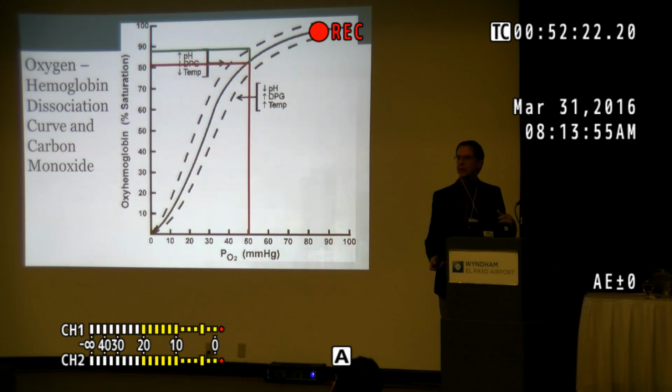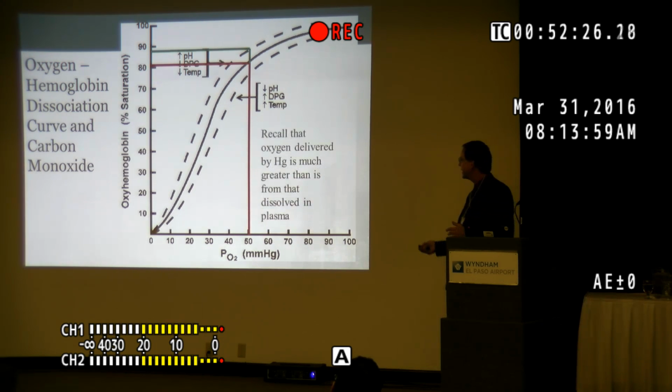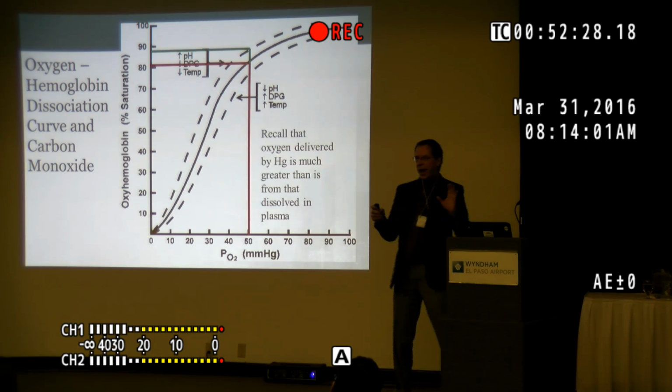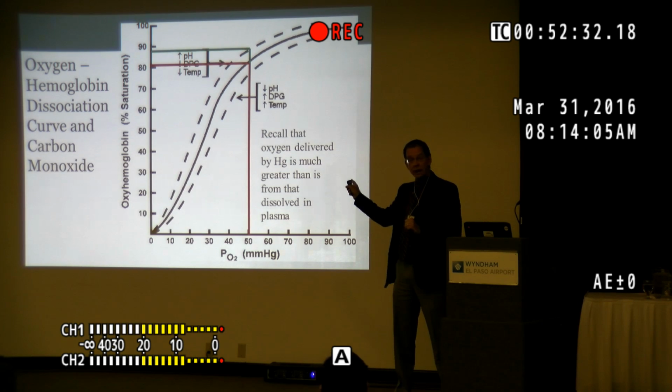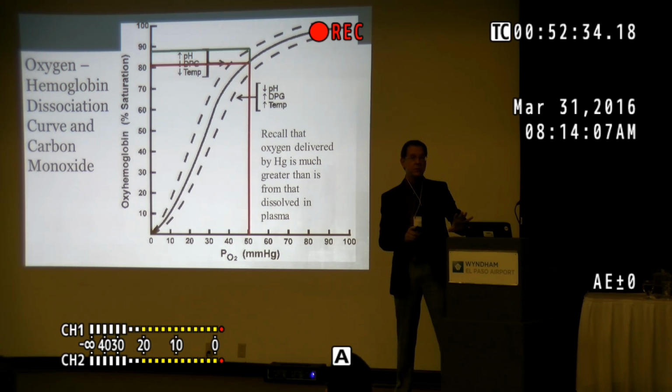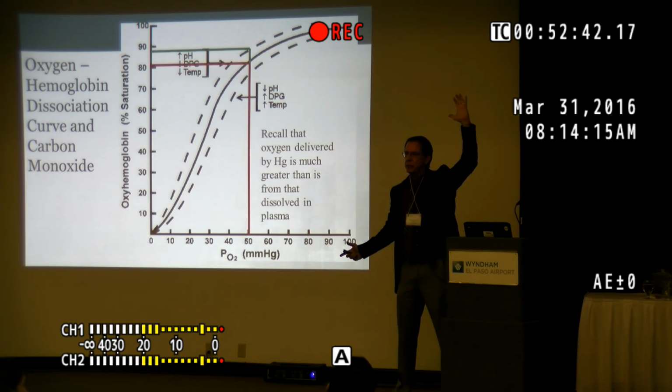And that has a huge impact, because oxygen is in our blood in two different places: bound to hemoglobin, which we just talked about, and dissolved in the plasma. But the amount in plasma is about that much. The amount in the hemoglobin is that much. And so when you mess with the hemoglobin, you are really messing with downstream oxygen.